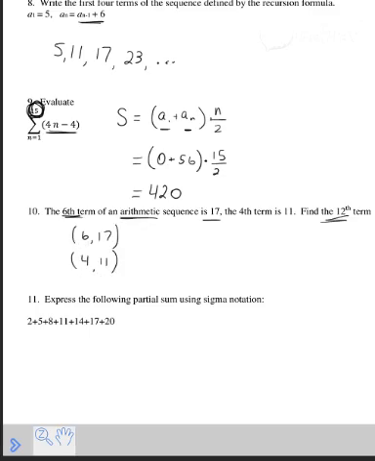So with a pair of points like this, knowing that it's linear, we try to figure out the slope. So the slope is the change in y, 17 minus 11, over the change in x, 6 minus 4, and we get 6 divided by 2, which is 3, so the common difference is 3.